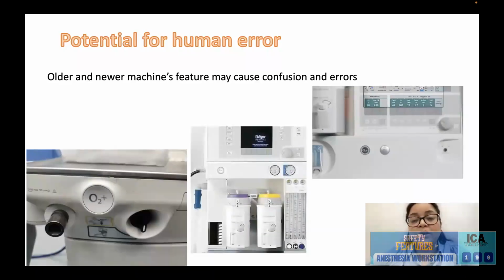Next is that the location of certain features may be different in different machines. For example, the oxygen flush valve is present sometimes over here, in other machines it is present above the vaporizer, and in some machines it is present just adjacent to the common gas outlet.